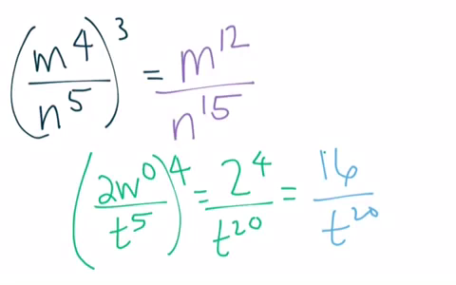Alright, so if you got 16 over t to the 20th, you did it correctly. Alright, what I did here was, so this is 2 right here. This is 2 times w to the 0 power, right? Anything to the 0 power equals a whole number of 1, so that automatically cancels out. So then we have to distribute and multiply this 4 times this exponent of 1. So we had 2 to the 4th power. Multiply 5 times 4 here and got t to the 20th. 2 to the 4th power equals a whole number of 16 over t to the 20th.